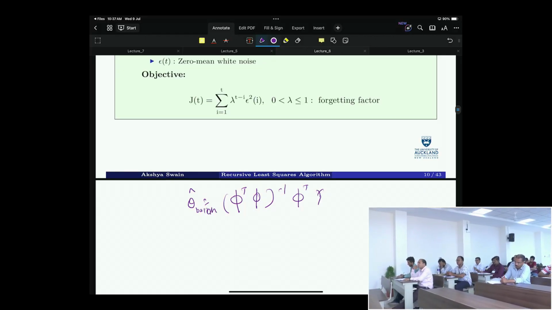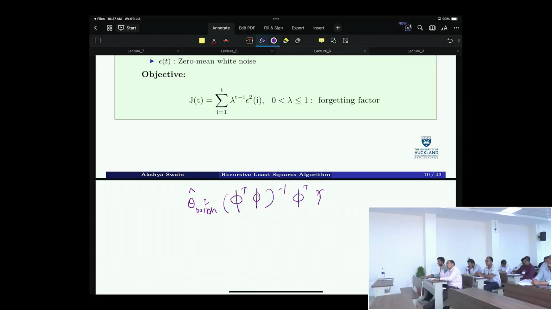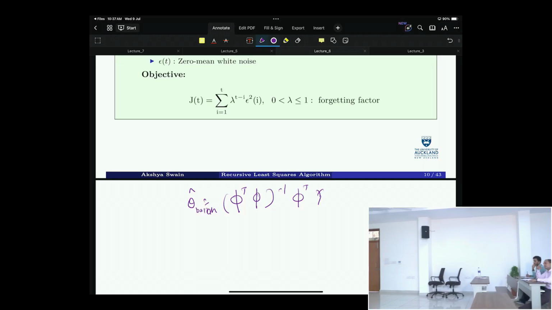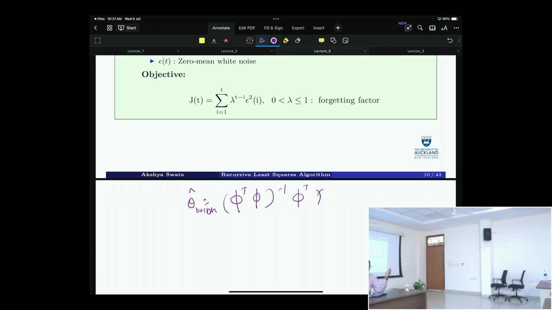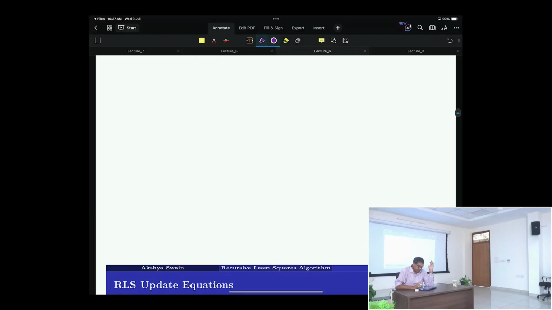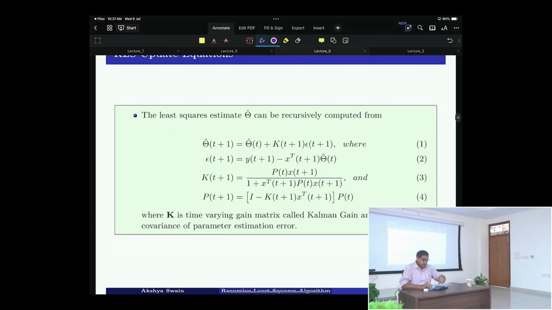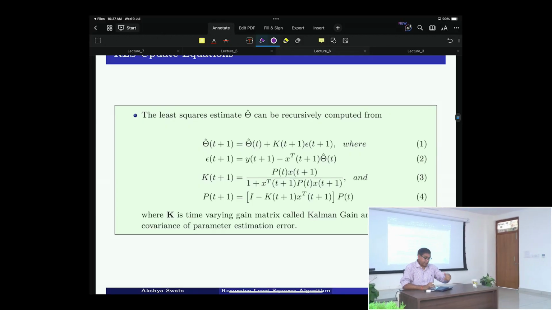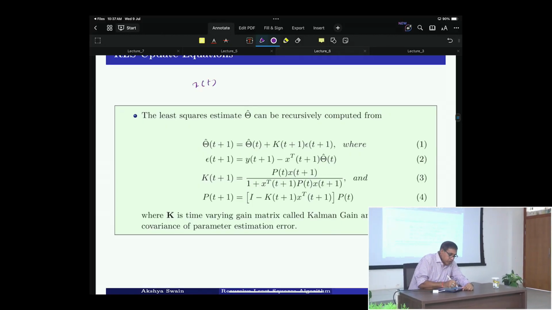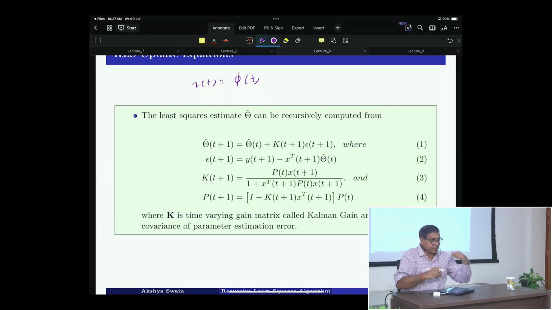Theta cap batch is like that, right? There is a way to derive the equations, how to get the recursive formulation. That I am not going by, that itself will take more than 1 hour. That x, in this example, that x is phi. Here in this, xt is equal to phi t. That's the same thing.